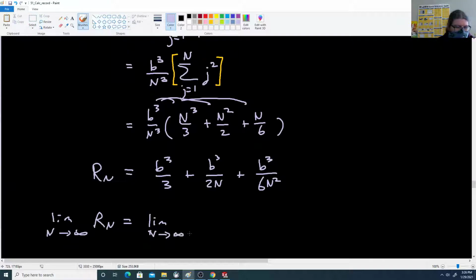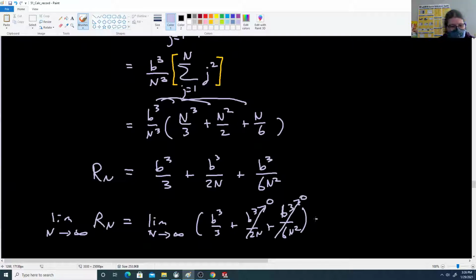So limit as n goes to infinity of b cubed over 3 plus b cubed over 2n plus b cubed over 6n squared. All these terms here with the n down below go to 0. As n goes to infinity, those terms trend to 0. We're left with the b cubed over 3. And so that would be an expression of our area under the curve.